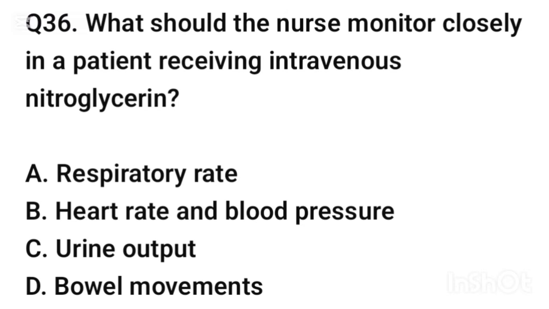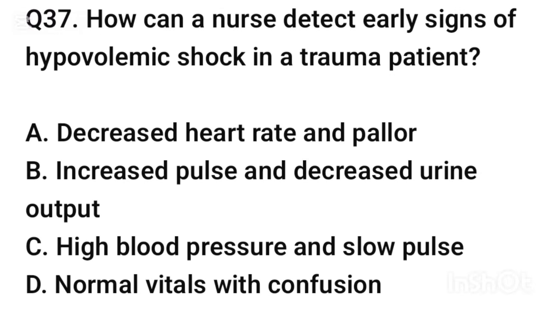Question number 36. What should the nurse monitor closely in a patient receiving intravenous nitroglycerin? The correct answer is option B, heart rate and blood pressure. Question number 37. How can a nurse detect early sign of hypovolemic shock in a trauma patient? The correct answer is option B, increased pulse and decreased urine output.